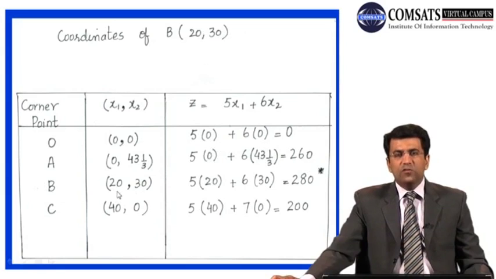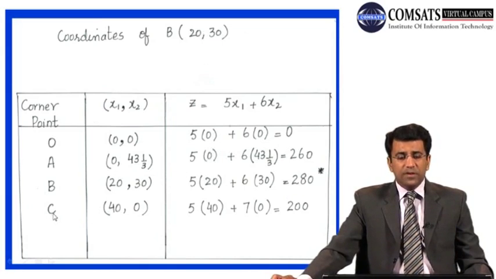Similarly, at this point B, the coordinates are 20 and 30. If we put the value of x1 and x2 as 20 and 30 in this objective function, we will get the value of objective function equal to 280. Again, what is meant by this calculation? That if we produce 20 units of product 1 or x1 and 30 units of product 2, that is x2, we will have the profit equal to 280.